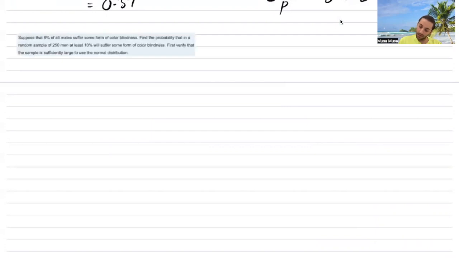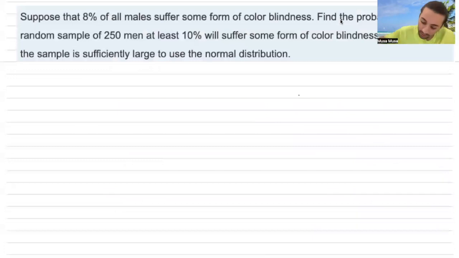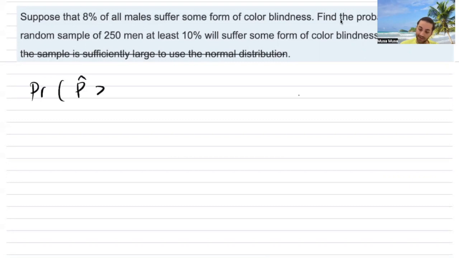What if a question said, suppose that 8% of all males suffer some form of color blindness. Find the probability that in a sample of 250 men, at least 10% will suffer some form of color blindness. First, verify the sample. Okay, we're going to skip the second part because it's not going to be asked of us. Or you'd have to do the mean plus 3 standard deviations, and then minus 3 standard deviations.